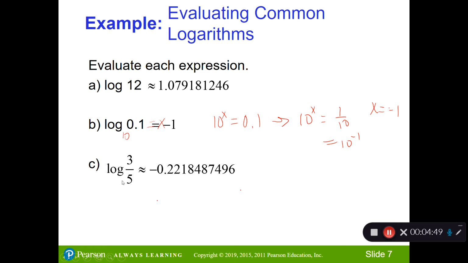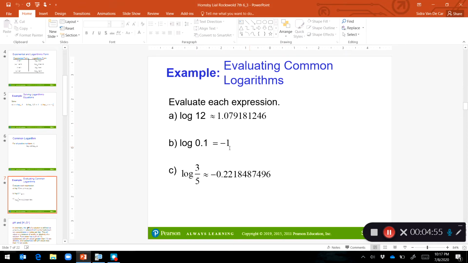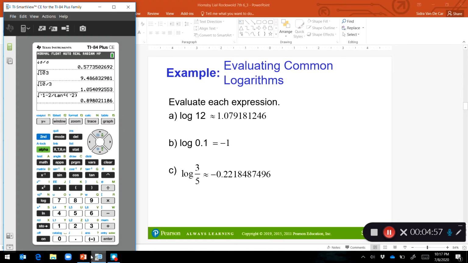And then log of 3/5 is log base 10 of 3/5. Plug it in. Let's look at that one. So if I pull out my calculator, my log key is right here. So log of 3 divided by 5 would be about negative 0.2218, and so on.